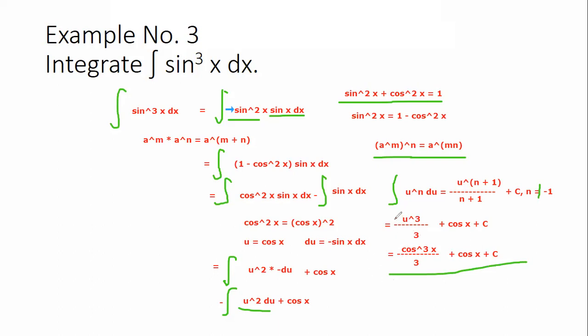Actually, that's negative u cubed. We forgot the negative sign. The answer is negative cosine cubed x over 3 plus cosine x plus c. Do you have any questions with our example? Okay, let's proceed.